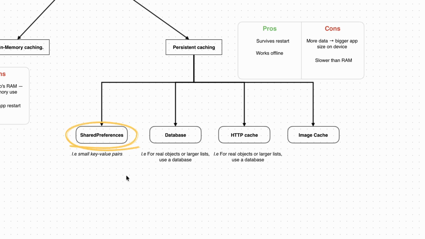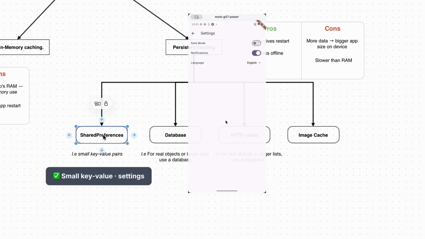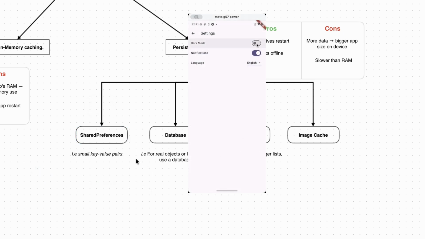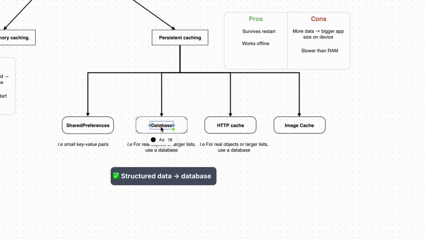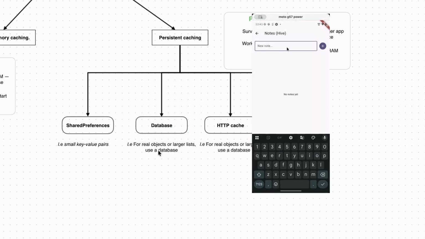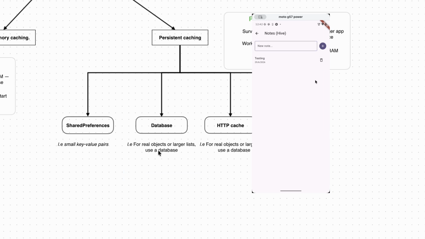Now let's start with shared preferences. Shared preferences are used for small key-value pair settings, such as a setting value or user preference. For structured data, like a real object or a large list, use a database. You can use any database out there. You can use Hive for fast key-value object storage and SQLite when you need queries and relations.